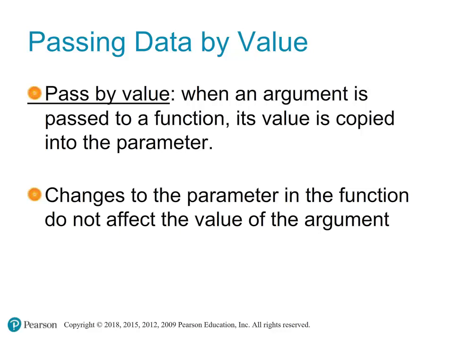This is because the parameter is essentially a new variable that gets its initial value from the argument. Pass by value is useful when you want the function to work with a copy of the data, leaving the original data unchanged. So in pass by value, the argument's value is copied into a new variable, which is the parameter inside the function. Changes to the parameter do not affect the original argument.